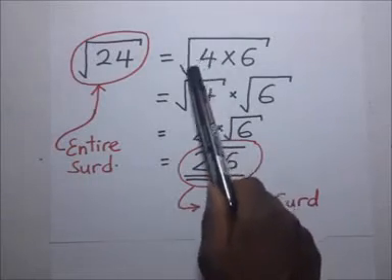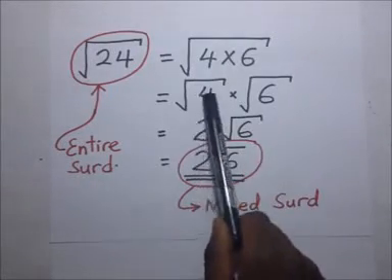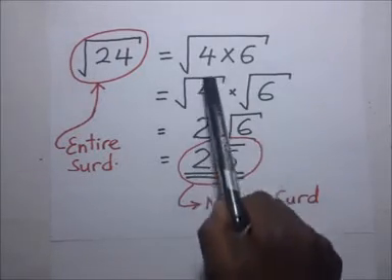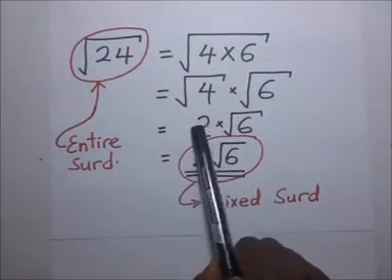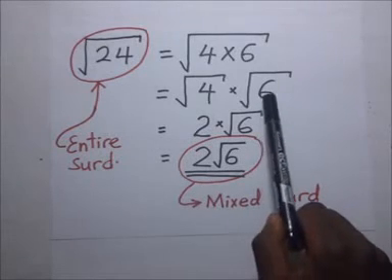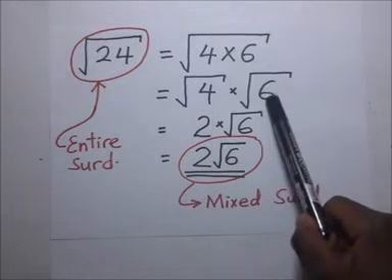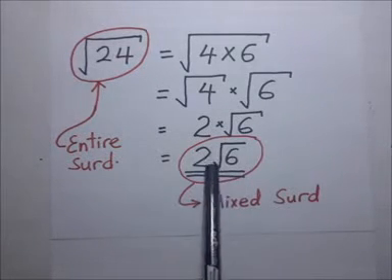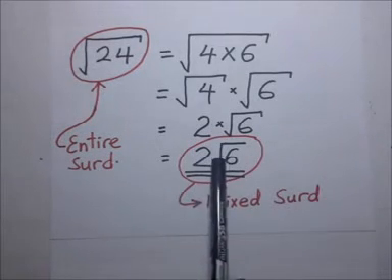So the square root of 4 times 6 means it's going to be the square root of 4 times the square root of 6. Now, of course, we know the square root of 4 can easily be gotten. It is 2. But we do not know the square root of 6. It is an irrational number. So we leave it in surd form. So it means that our final answer is going to be 2 times the square root of 6.